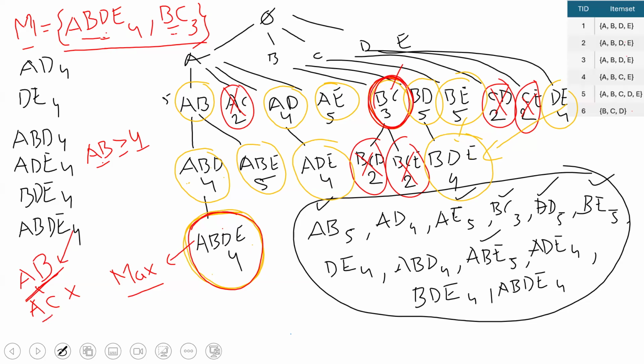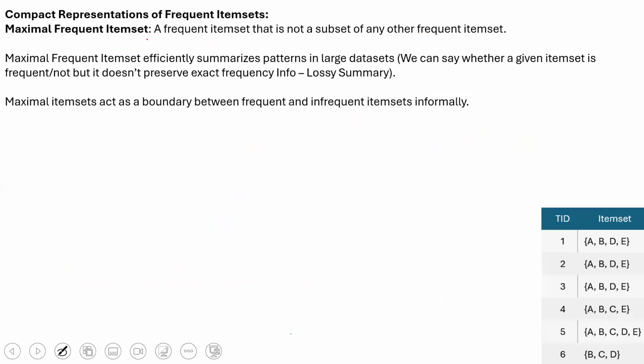Let's suppose you take AC. AC is not a frequent item set at all. If you take any other set, if you take BD, you can say BD is frequent, because BD is a subset of this. So BD is frequent, and you can say the frequency of this is greater than or equal to 4, which is the frequency of ABDE. So you can say the minimum frequency of a given item set, but you cannot say the exact frequency of it. That is the reason we say maximal frequent item set is a lossy summary. It can say whether an item set is frequent or not, and also the minimum frequency of it.